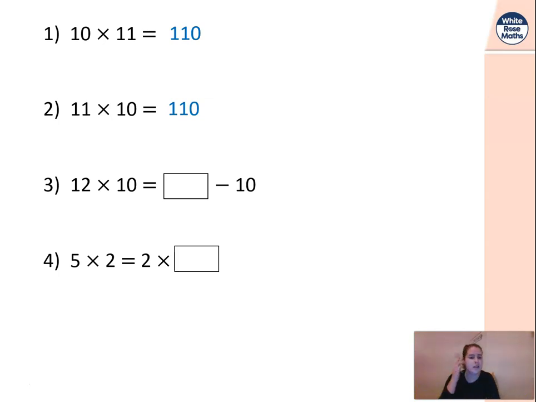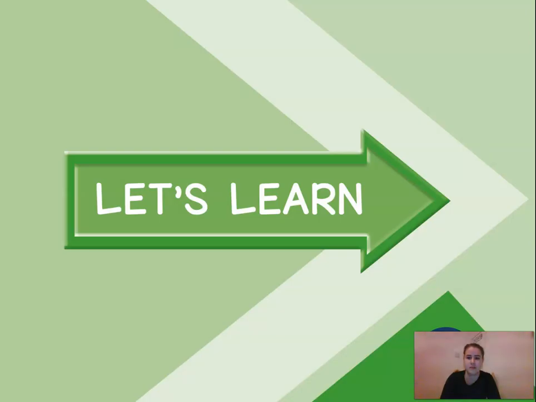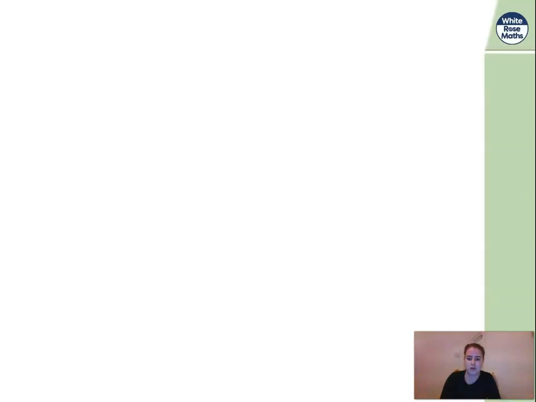Number 3, 12 times 10 equals something take away 10. We know that the answer has to equal 120 on both sides. Therefore, the answer must be 130 take away 10. And this one here, 2 times 5, 5 times 2, it's exactly the same. Well done if you got all 4 of those correct, Year 5. So let's move on with today's lesson.